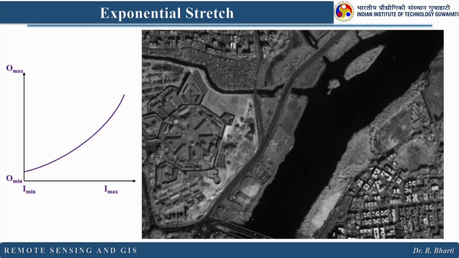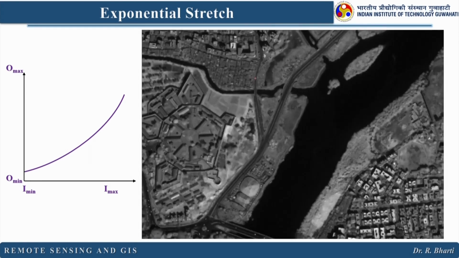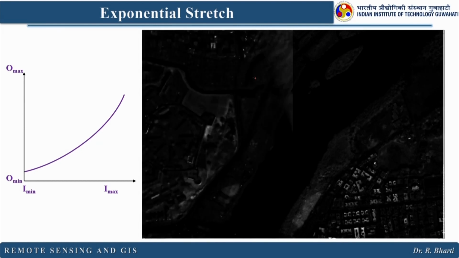Here you can see the result of exponential stretch, right, and see this particular area. Basically these were the brighter portion of your image, and again it is preserving and highlighting that information which was hidden in the raw data. So this is the example of exponential stretch.